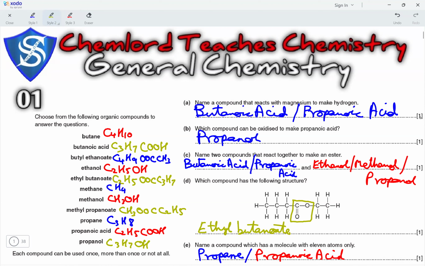So there are two possibilities for a correct answer for this question, which are propane and propanoic acid, each of which contains a total of 11 atoms.